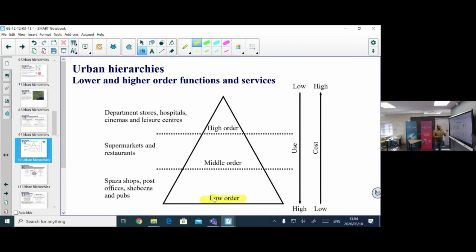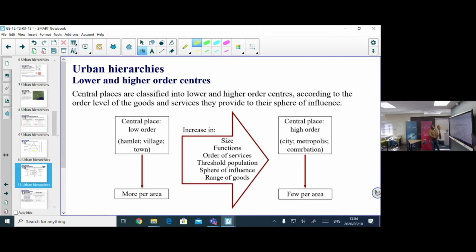Then the middle order, you have supermarkets and restaurants. And then the high order, we've got the department stores, hospitals, cinemas, and leisure centers. Then let's look at these central places, which are classified into lower and higher order centers according to the level of goods and services they provide to their sphere of influence.